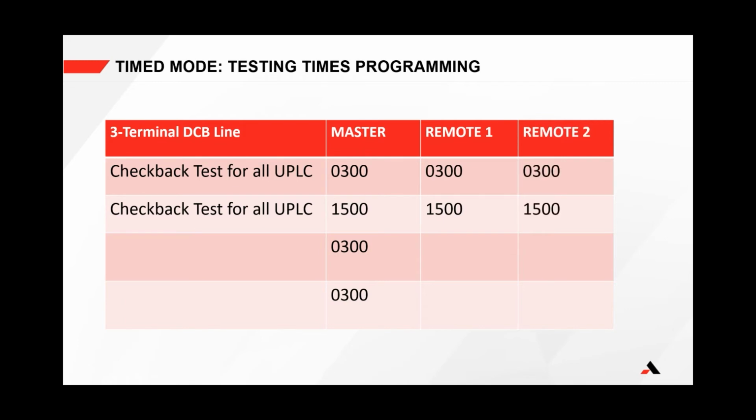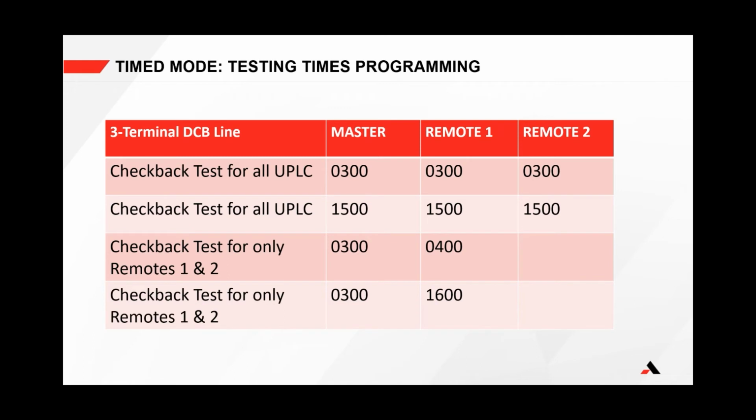I do this so that if the master fails to initiate a checkback at these times, then the next remote will initiate. Then remote 1 should have at least one unique test time so that it can set and clear checkback alarms. So I set 0400, 1 hour after the master checkback, and again at 1600 hours. Remote 2 should also have its own unique test time, so I will set that for 0500 and 1700, 2 hours after the master and 1 hour after remote 1.